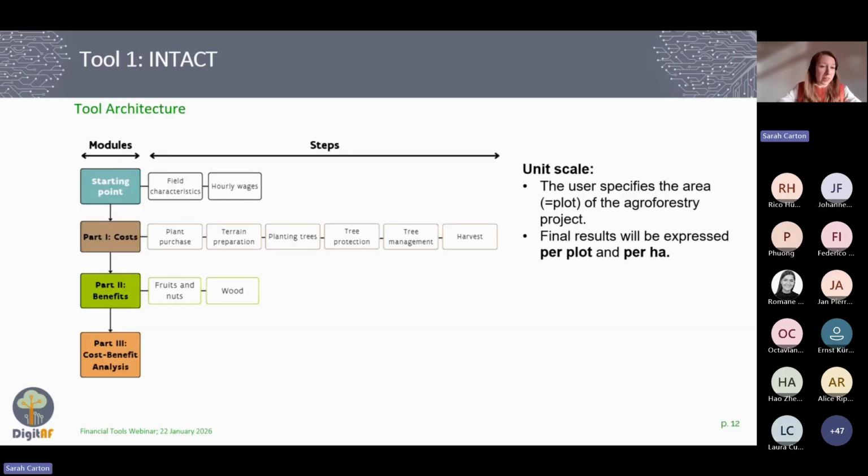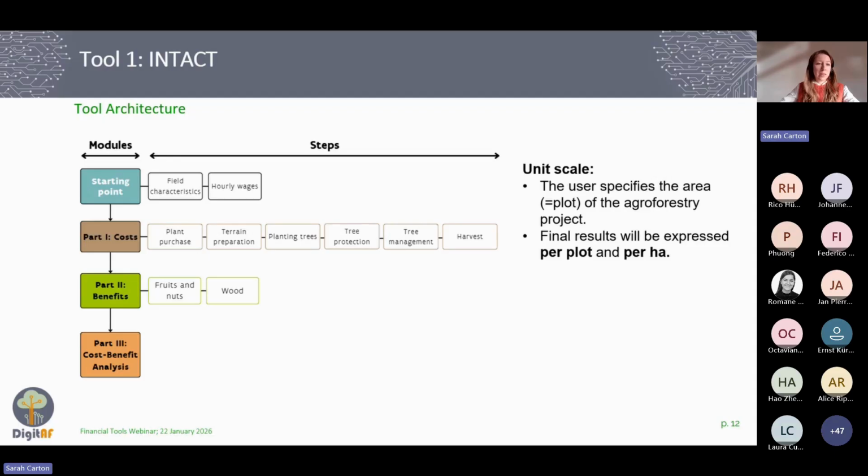The tool architecture is as follows. So there are different modules. You have the starting point, which includes some field characteristics and hourly wages for labor. There is a costs module that has different steps that are necessary to take. For instance, to purchase the trees, prepare the land, to plant trees, to protect the trees from animals, tree management, so more like activities, and harvest costs.